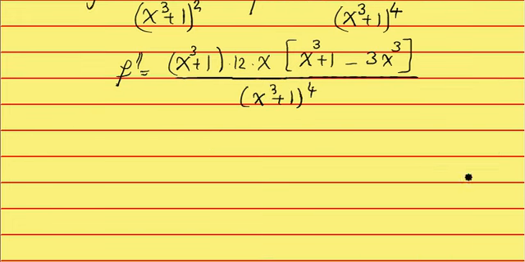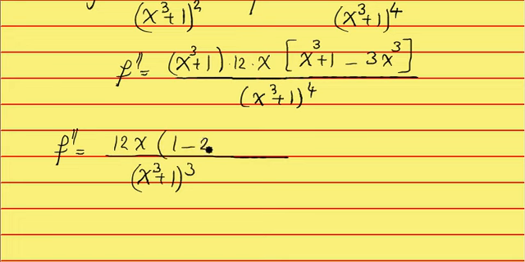Now let's go ahead and clean this up. I have second derivative is equal to one of these factors cancels one of these, so in the denominator we are just left with 3 of these, x cubed plus 1 cubed. Here I have 12x, and over there I'm left with 1 minus 2x cubed.